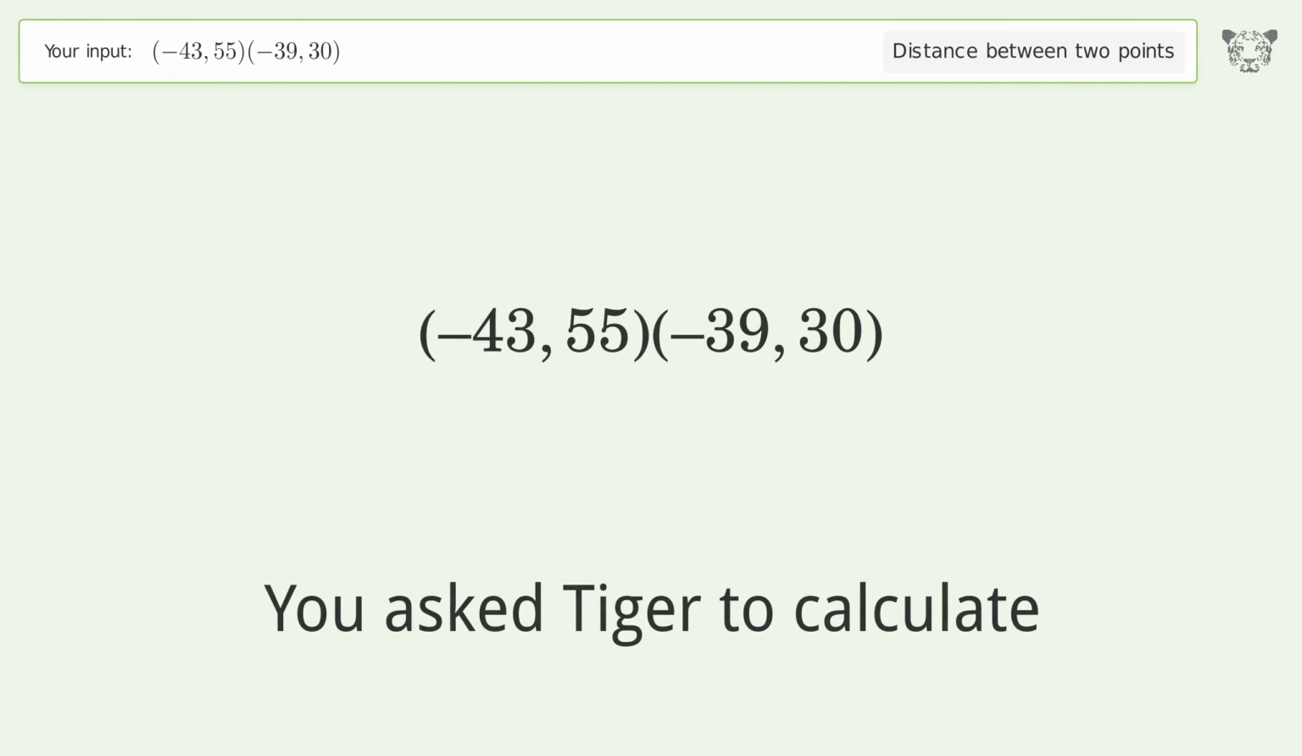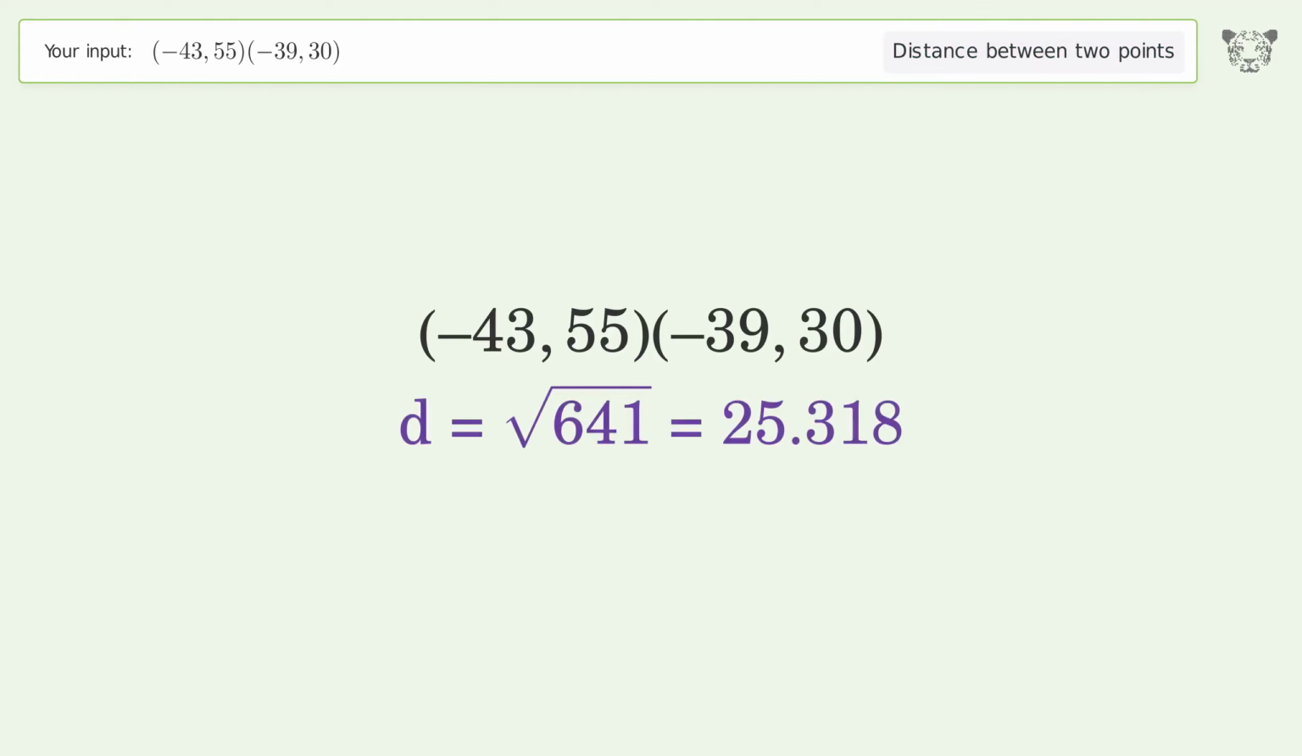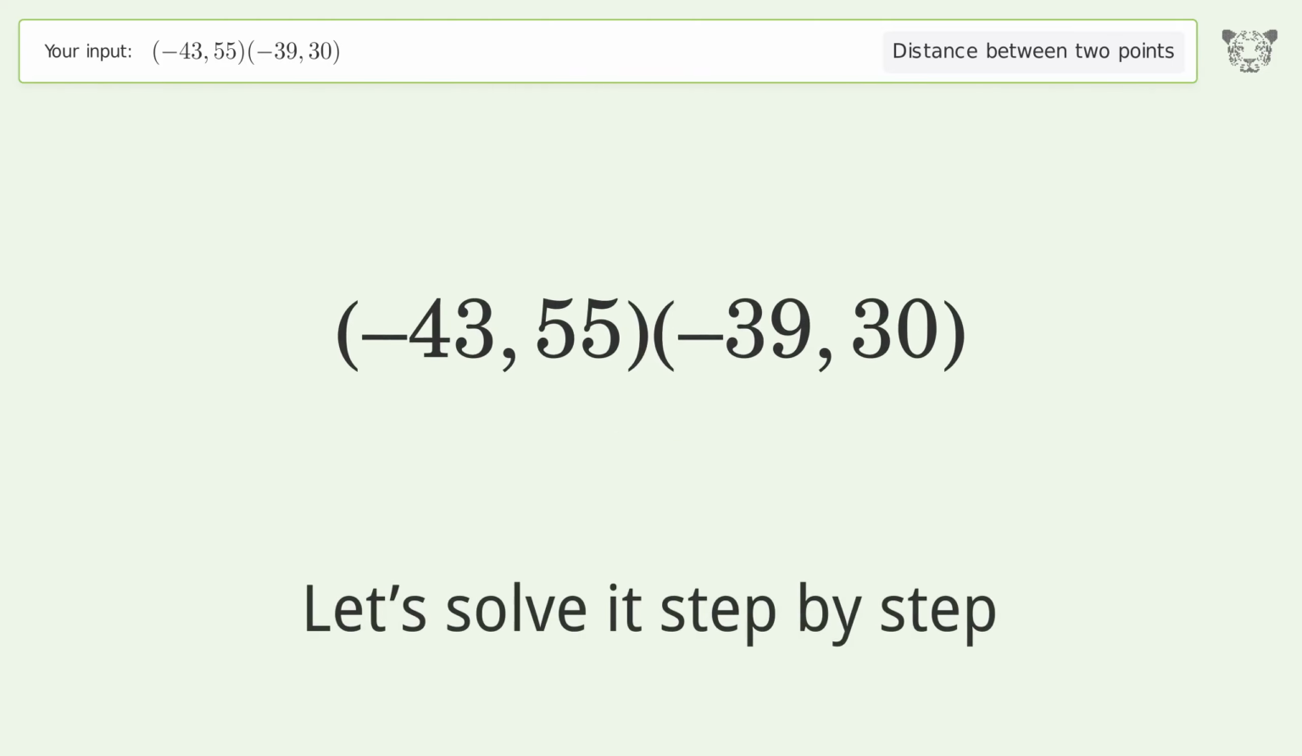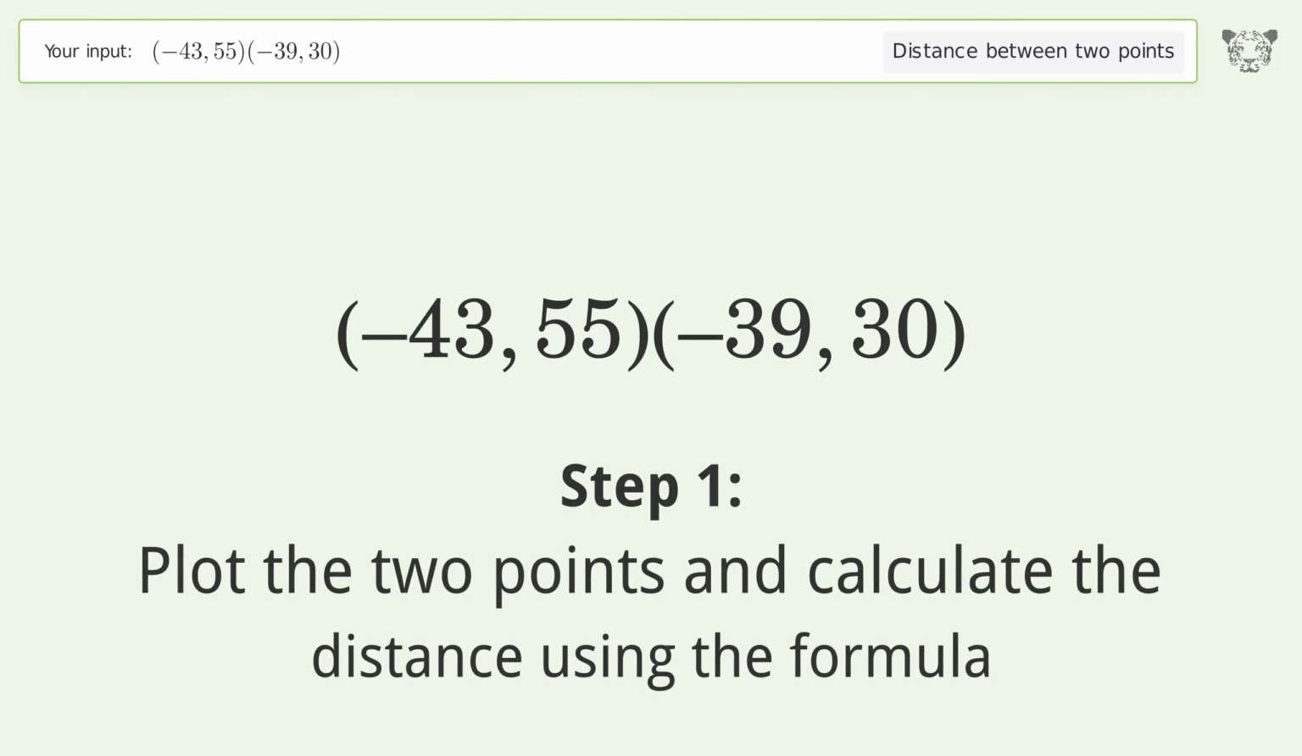You ask Tiger to calculate. This deals with the distance between 2 points. The distance between the 2 points is the square root of 641, or 25.318. Let's solve it step by step. Plot the 2 points and calculate the distance using the formula.